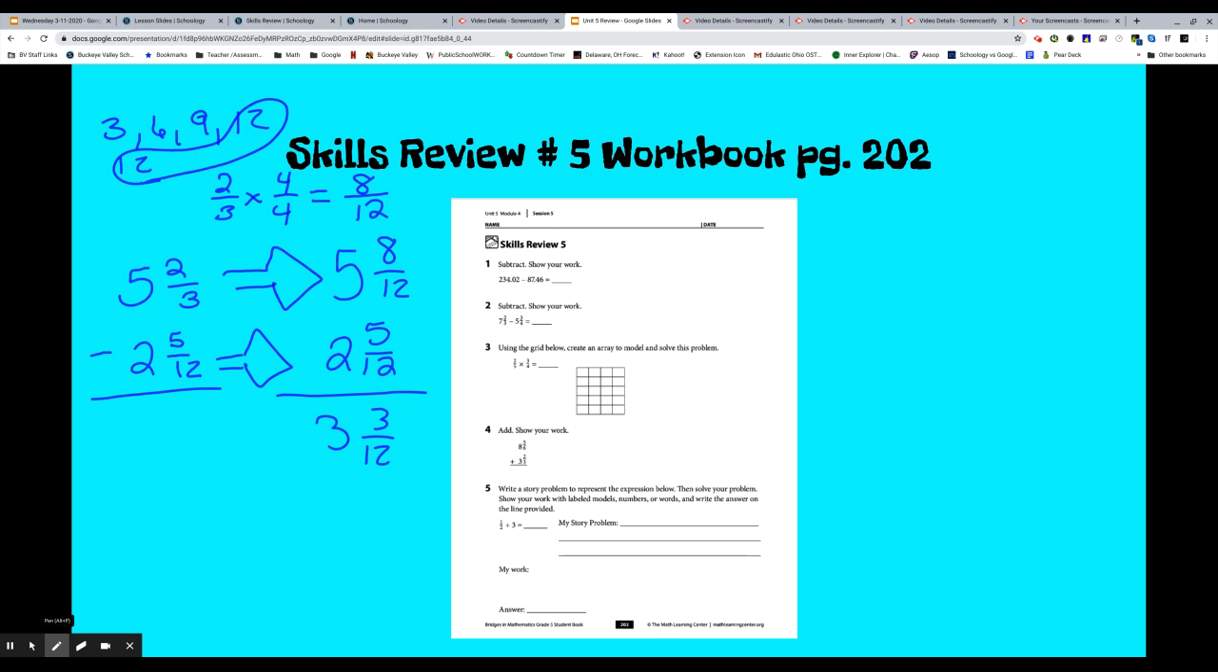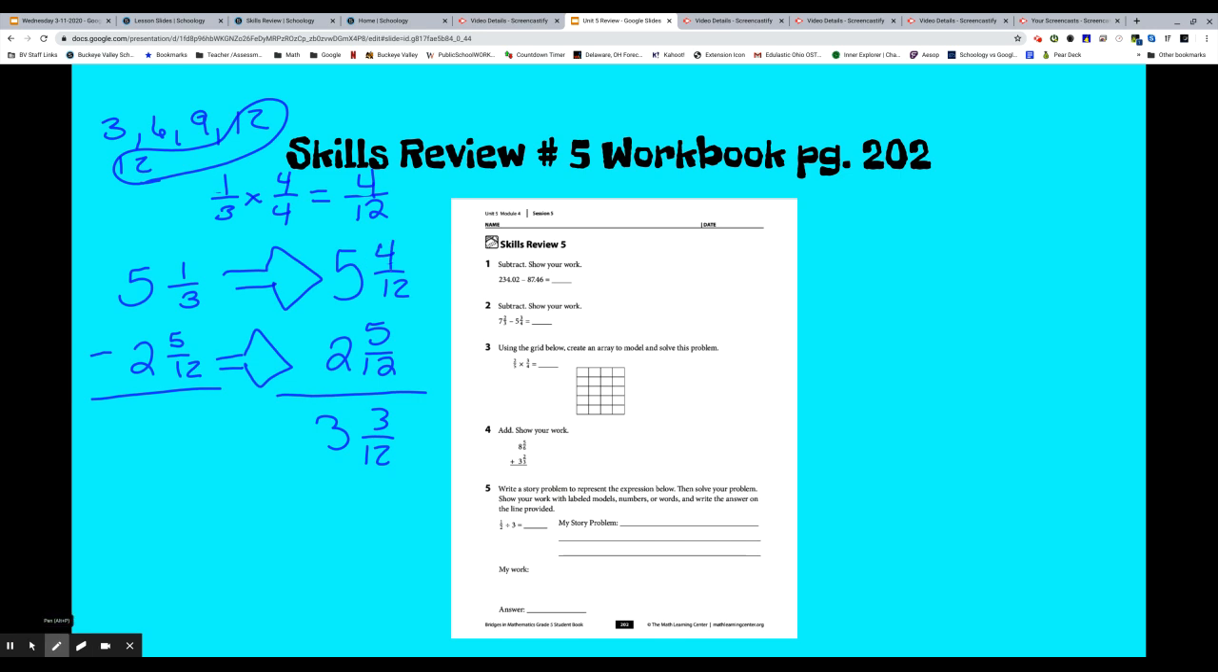But let's change this up a little bit. So let's say that this, instead of being 5 and 2/3, is now 5 and 1/3. So I need to take this fraction and multiply it by a fraction to get an equal fraction with a denominator of 12. Well, it's still going to be 4, right? 3 times 4 is 12. But now 1 times 4 is equal to 4. And I put that. Okay. So now it will be 5 and 4/12.